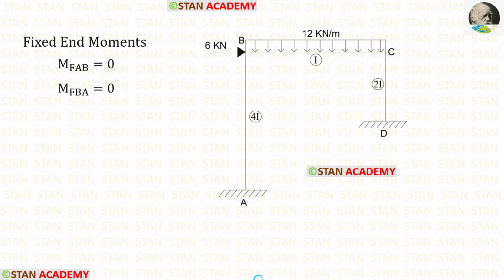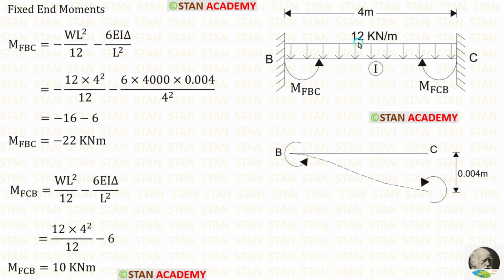Now let us find the fixed end moments. In the column AB, there is no load, so M of AB and M of BA are 0. Now let us find the fixed end moments in the beam BC. In the beam BC, there is UDL 12 kN per meter. It is acting for the full span. The formulas for the fixed end moments are minus WL square upon 12 and positive WL square upon 12.